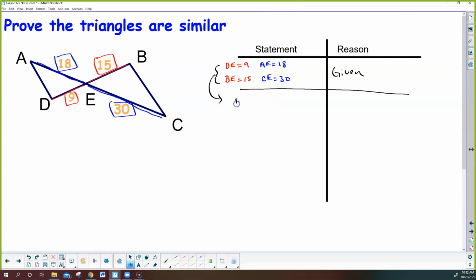And what am I going to do? I'm going to compare the side lengths in words first. Right? What has to be true? Well, the small side DE over BE, that ratio has to be the exact same thing as AE over CE.